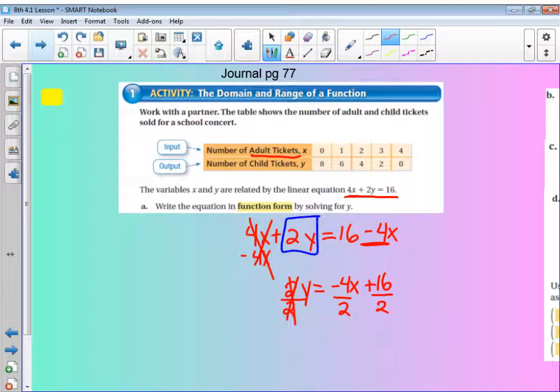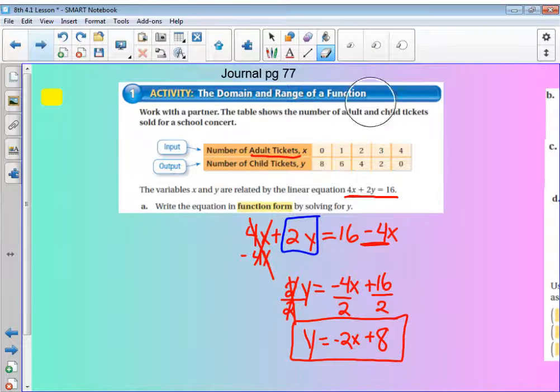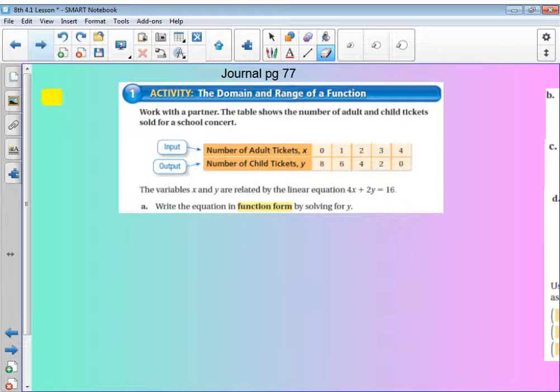So our final answer for A is y equals negative 4 divided by 2 is negative 2x plus 16 divided by 2 is 8. Here is the equation that we can use to solve all of our x's and y's. So that's your letter A. I'm just going to write that out off to the side in case I need it later.